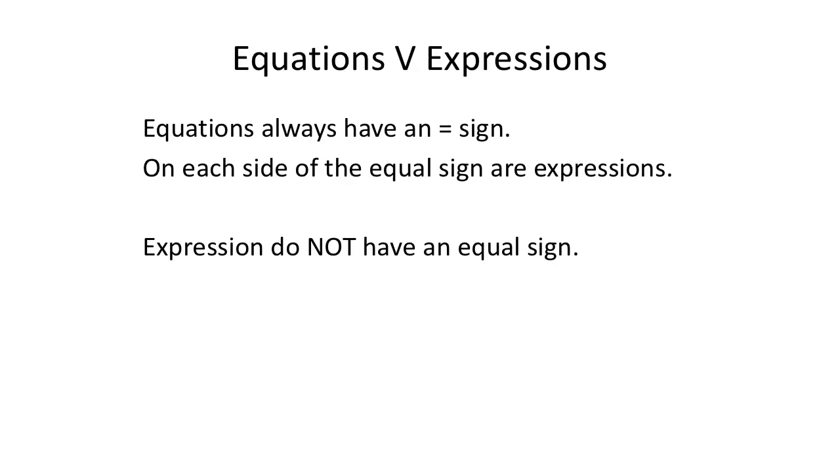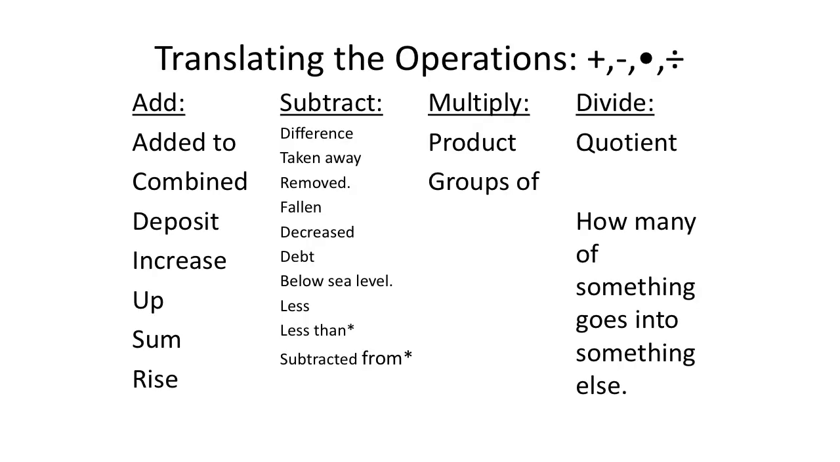All right, 2.6, some direct translation. So again, equations versus expressions. We're going to be writing both for this section, so it's important to understand the difference. Equations have equal signs. Expressions do not have equal signs. So just when we're translating the operations, addition, subtraction, multiplication, division, okay?